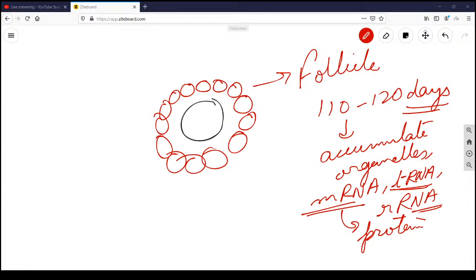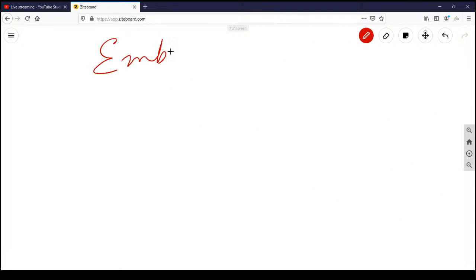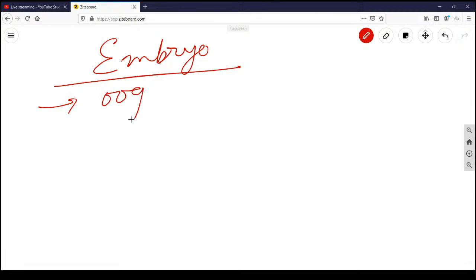Now, when we talk about embryonic development, first thing, an objective question: the oogonia are always naked in the embryo, meaning no follicular or granulosa cells are present on top of them.